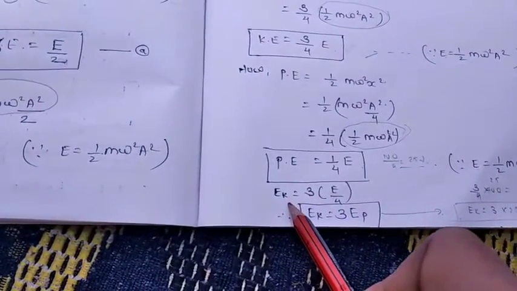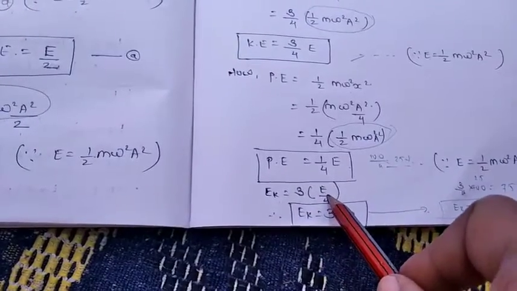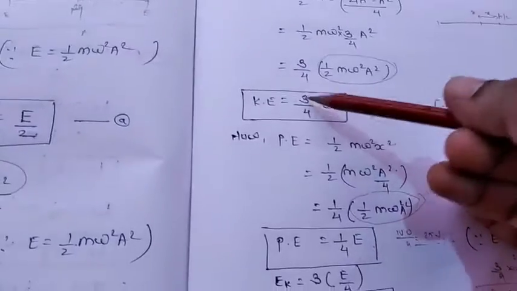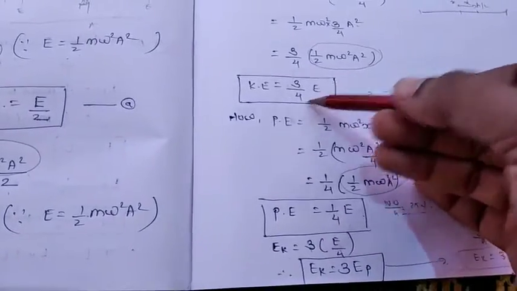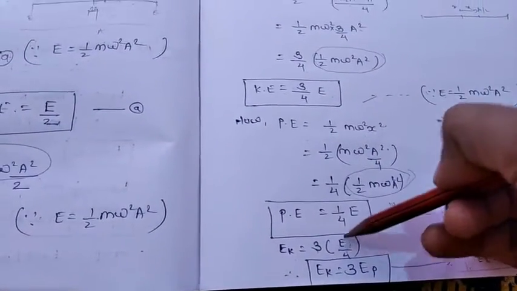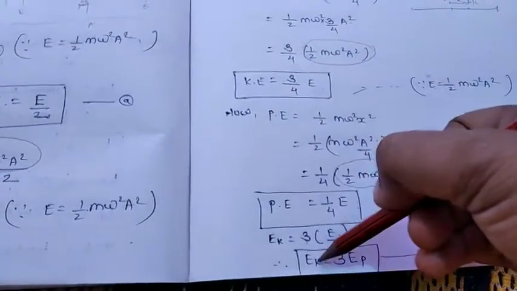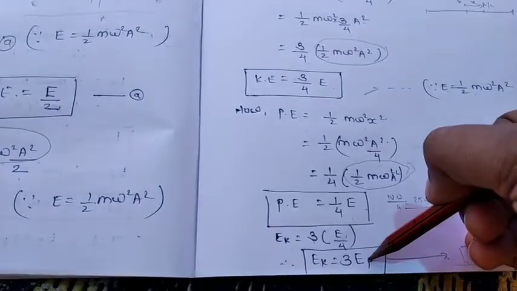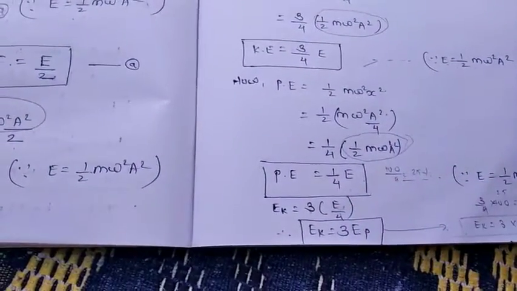And the kinetic energy is 3 into E by 4. So I have written this formula with 3 out of the bracket, and in the bracket I have E by 4. As E by 4 is the potential energy, right? So the kinetic energy is equal to thrice the potential energy. That is, Ek is equal to 3 Ep.